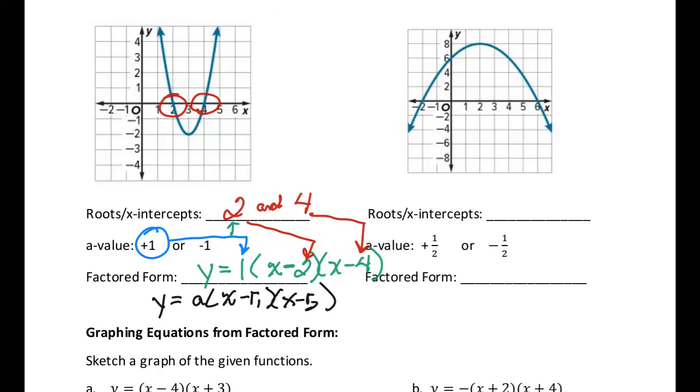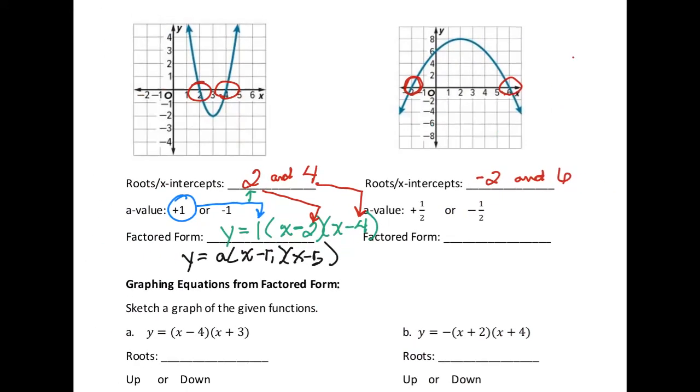All right, let's look at the last one of this type. Roots, x-intercepts, circle it. Make sure you are circling where the graph crosses the x-axis. So that is negative 2 and 6. A value, positive 1/2 or negative 1/2. Oh my gosh, this is not 1 or negative 1. Yes, but it's still a positive versus a negative. We're only giving you 2 choices. So since it is opening downward, it must be negative because it's opening downward.